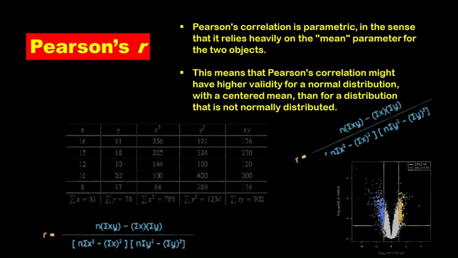Pearson's correlation is parametric, in the sense that it relies heavily on the mean parameter for the two objects. This means that Pearson's correlation might have higher validity for a normal distribution, with a centered mean, than for a distribution that is not normally distributed.